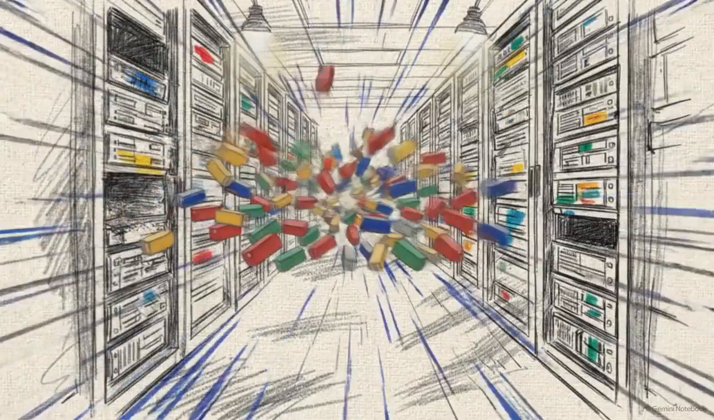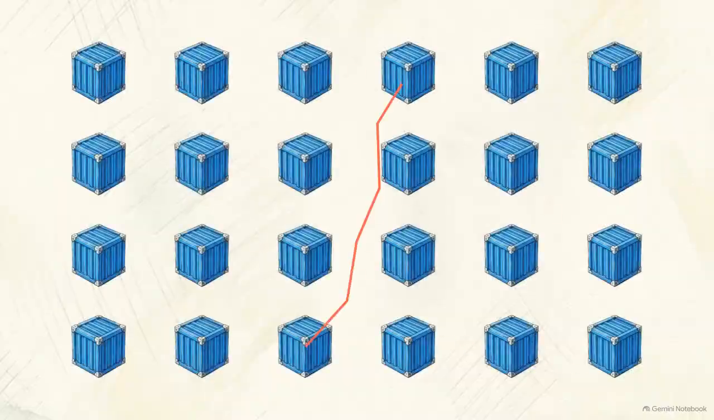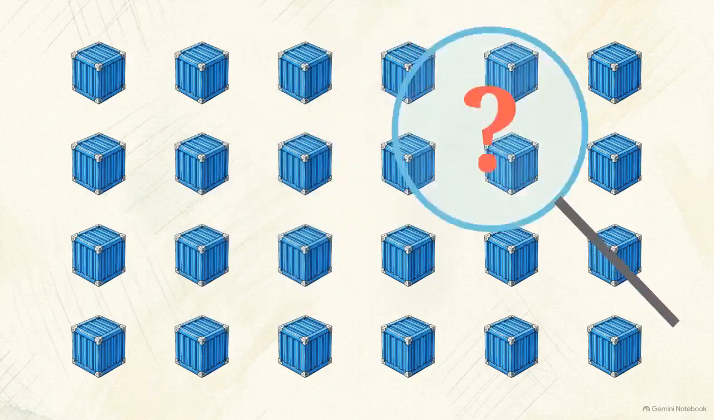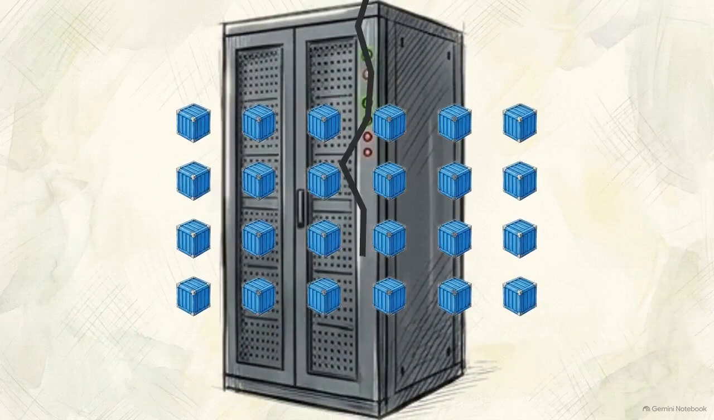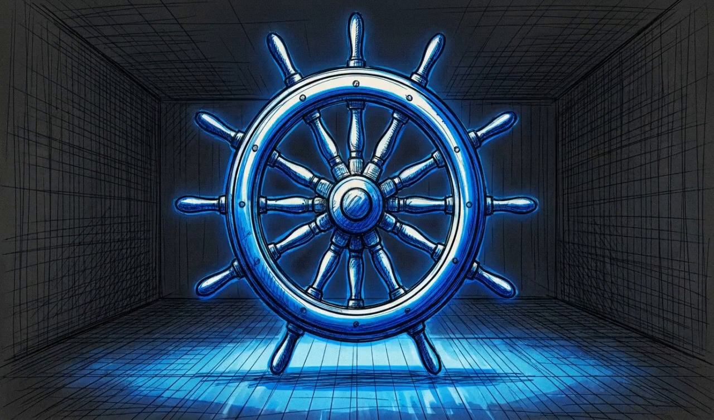Because these containers are so fast, large organizations now run thousands of them at the same time. This creates a massive logistical challenge. How do these thousands of separate boxes talk to each other? How does web traffic find the right one? And what happens when an underlying physical server inevitably fails? This is exactly why Kubernetes was created.